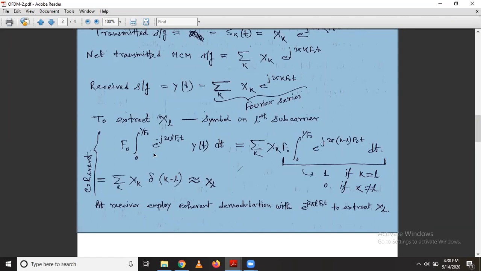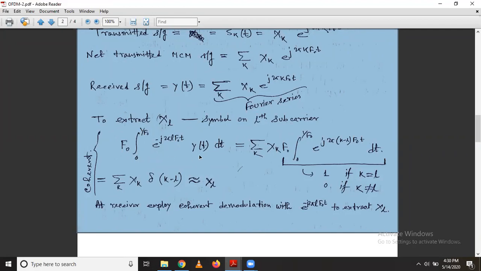That is e to the power minus j 2 pi L into f naught t. We are interested in the lth symbol, for example. So we are generating that lth term. Now this is your carrier signal, locally generated, multiplied with the incoming signal yt. Then we are placing some integration.